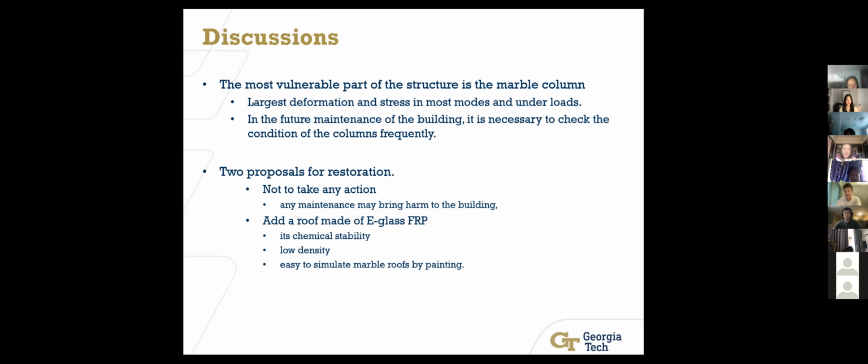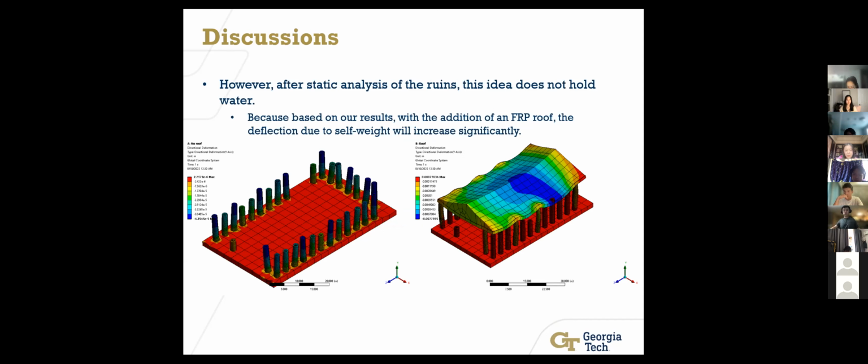And we also wanted to discuss two proposals for the restoration. The first proposal is to not take any action, since currently not many major restoration projects plan on fixing the Parthenon back to its original state due to failure caused by using materials that have further corrupted the structure. But another proposal is to add a roof made of e-glass FRP, or fiber reinforced plastic. And we think this is an appropriate material due to its chemical stability and low density that makes it least likely to damage the building as much as others. And its appearance can also easily replicate the original structure by painting it.